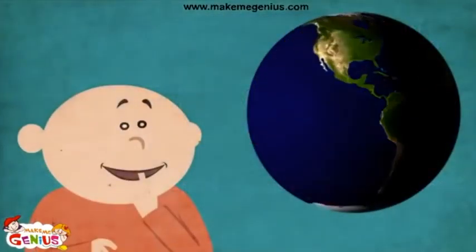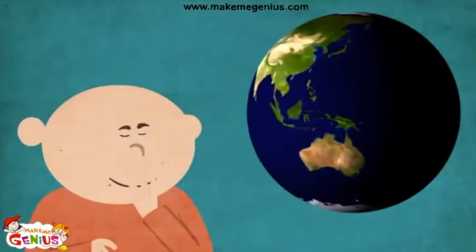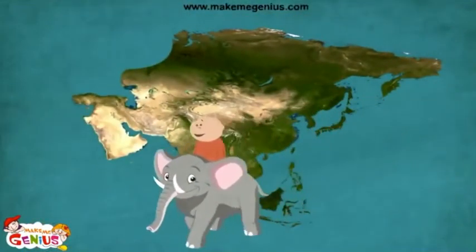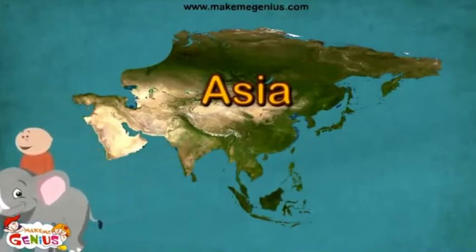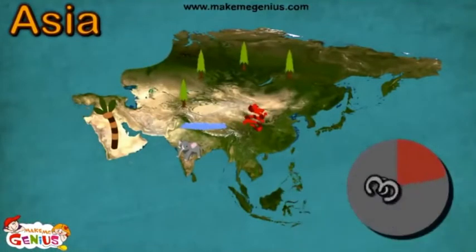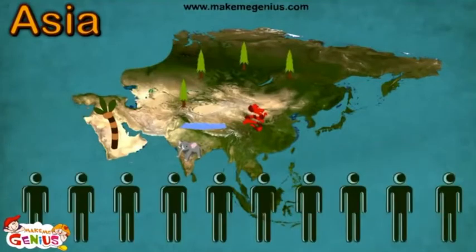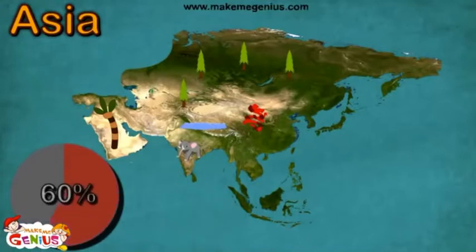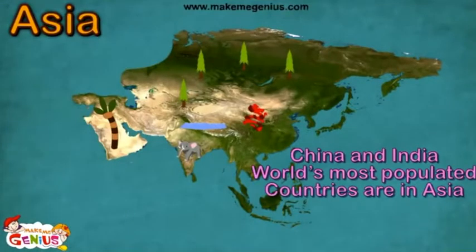Let's now go to each continent to know more about these. Wow, you are riding an elephant. You are in Asia. It is the biggest continent. It is about 1/3 of all land on the planet Earth. And also, 6 out of every 10 people on the Earth live here, which is the world's 60% of the population. China and India, world's most populated countries, are here.